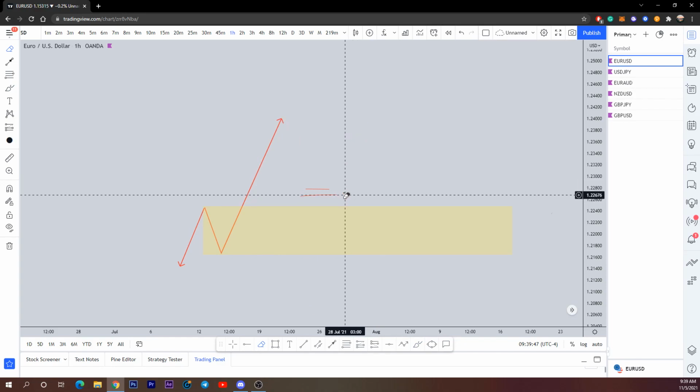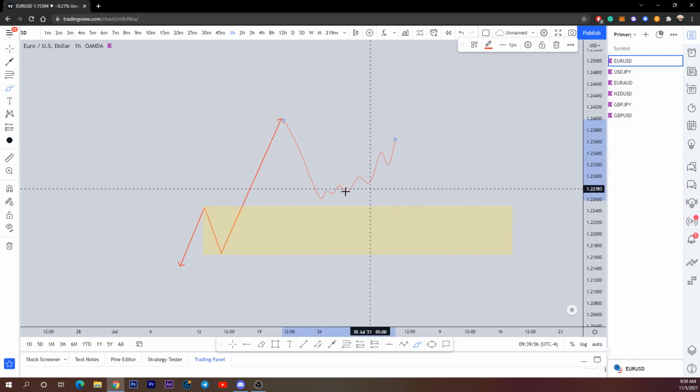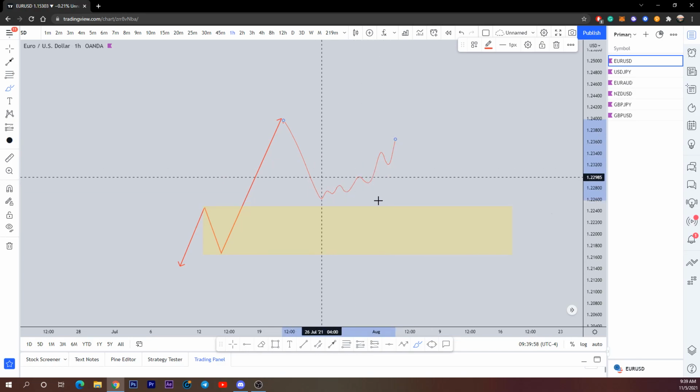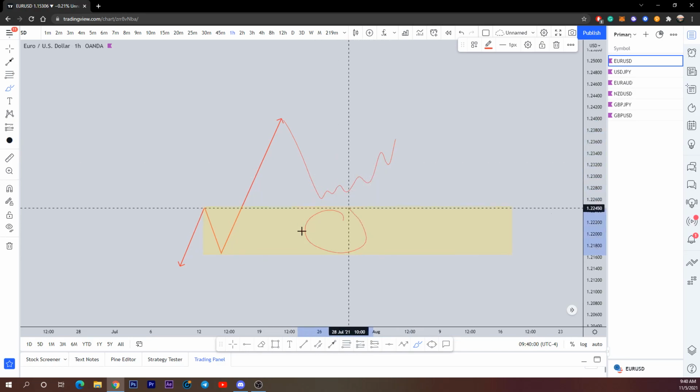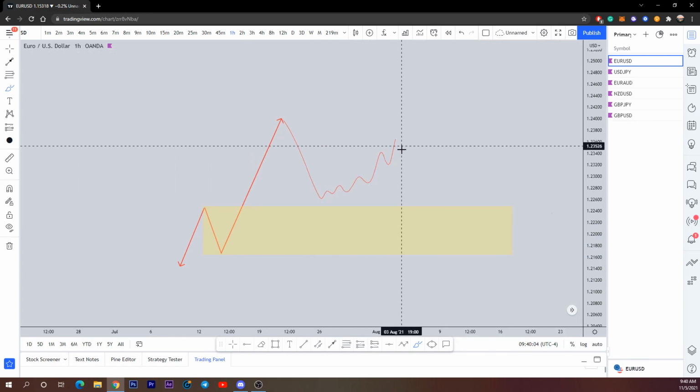So let's say the market comes down like this, and then we do something like this, and then we start going to the upside. I am not going to trade this. I'm not going to trade this unless the market comes inside of this area. I'm not going to trade this. Why? Because this could be inducement from the market, right?